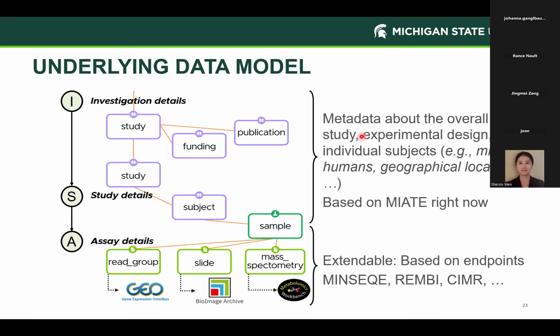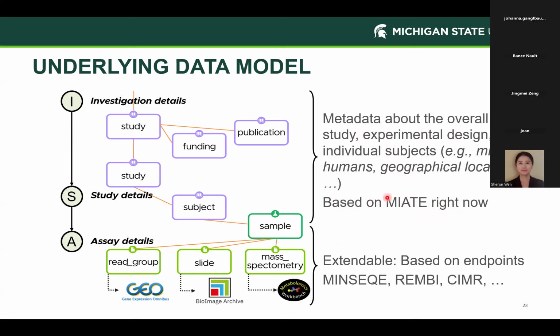So, but really we focus on the metadata about overall experimental design. So mice, humans, geographical location for sampling, right? So what I talk about here, a lot of it is for in vivo experiments. Again, that's where we kind of emphasize first, but we're also working with people that do remediation work and things like that. So thinking about these other components as well.